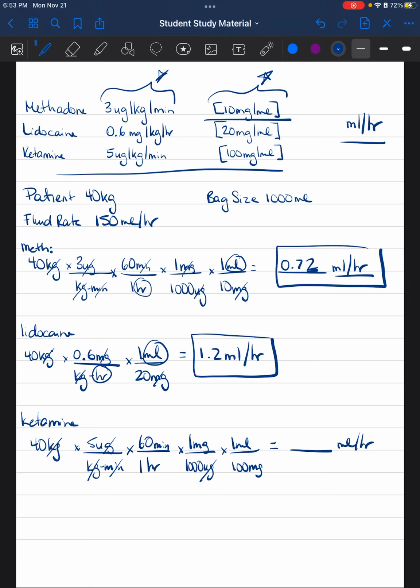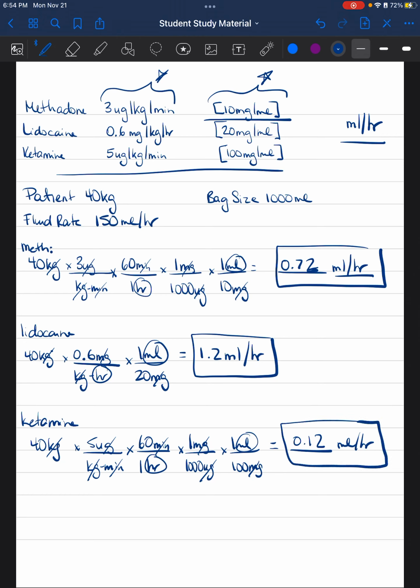And where's my minutes? There they are. And then our milligrams, and that's leaving us with mils per hour. So we set it up again correctly. So that's 0.12 mils per hour, because 40 times 5 times 60, ignoring the ones, divided by 1,000, divided by 100, okay? And that gives us 0.12 mils per hour for ketamine.